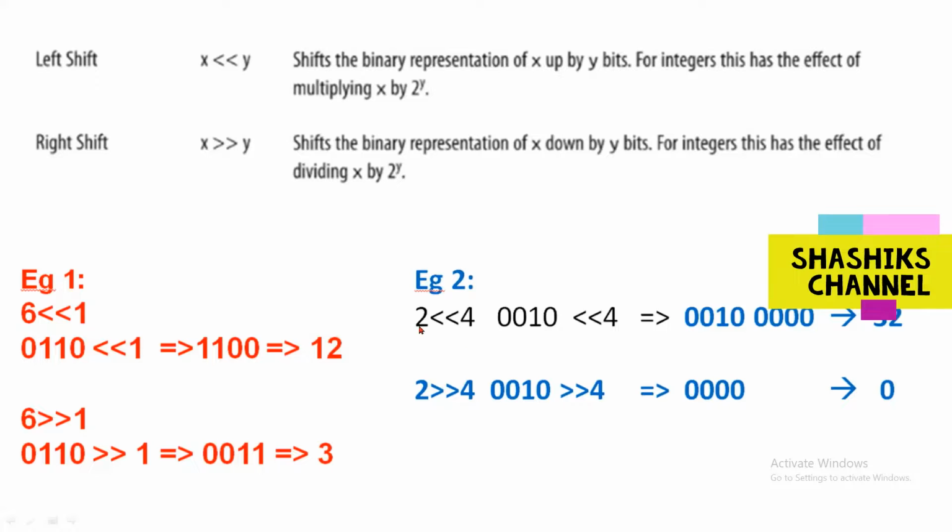Another example would be 2 left shifted by 4. So 2 in binary would be 0, 0, 1, 0. When you left shift it by 4 bits, you'd be getting 0, 0, 1, 0, 0, 0, 0, 0. So this would be 32 in decimal. When you do right shift of 2 by 4, the binary of 2 is 0, 0, 1, 0, right shift by 4 bits. So when you do right shifting by 4 bits, 0, 0, 1, 0 would become 0, 0, 0, 0. And so the result is 0.